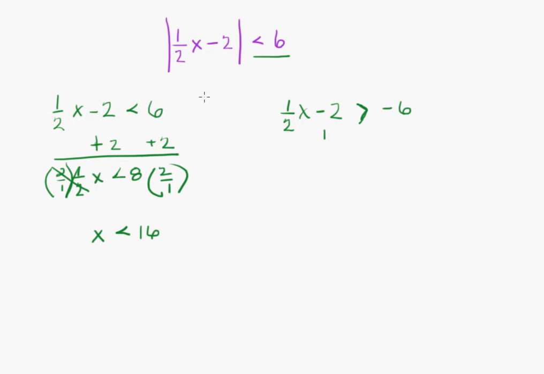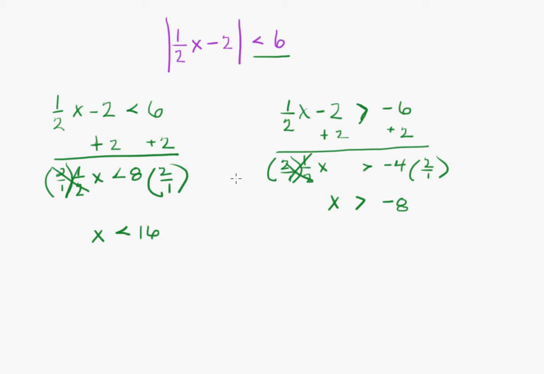Okay, in the second case, I add 2, but now I'm adding 2 to a negative 6. So what I get is one half x greater than negative 4. And that's possible with absolute value inequalities, that we have negative numbers. And again, I'm going to multiply by the reciprocal of one half, which is 2 over 1, on both sides. Gives me 1 x here. And I multiplied by a positive number, so I don't need to flip the inequality symbol. Instead, I just multiply the answer, which is negative 8.